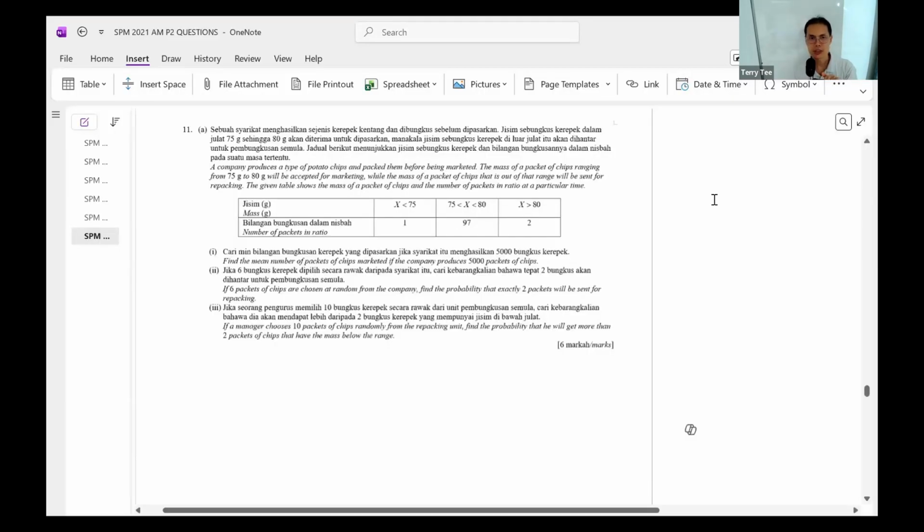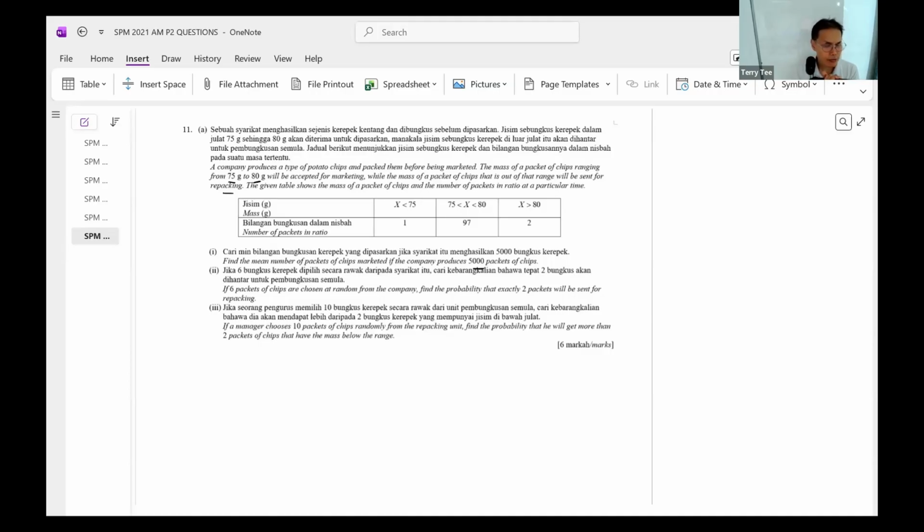Question number 11 is probability distribution. Now, this question is a little bit different from the usual question that we always do. A company produces a type of potato chips and packs them before being marketed. The mass of the packet of chips ranging from 75 gram to 80 gram will be accepted for marketing, while a mass of packet of chips that's out of the range will be sent for repacking. The given table shows the mass of packet of chips and the number of packets in the ratio. Find the mean number of packets of chips marketed if the company produced 5,000 packet chips.